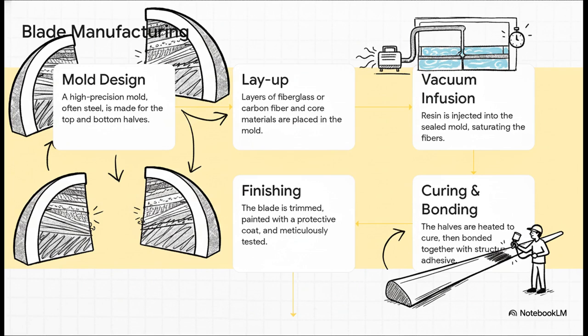It all starts with two gigantic, perfectly shaped molds for the top and bottom halves. Inside, workers carefully lay down sheets of high-tech fabrics, like fiberglass or even carbon fiber. Then they seal the whole thing up, create a vacuum, and suck a special resin through all those layers. The two halves are then cooked to harden, glued together with an insanely strong adhesive, and finally, they're finished, painted, and put through rigorous testing. It's this whole process that creates something so light, yet so strong.